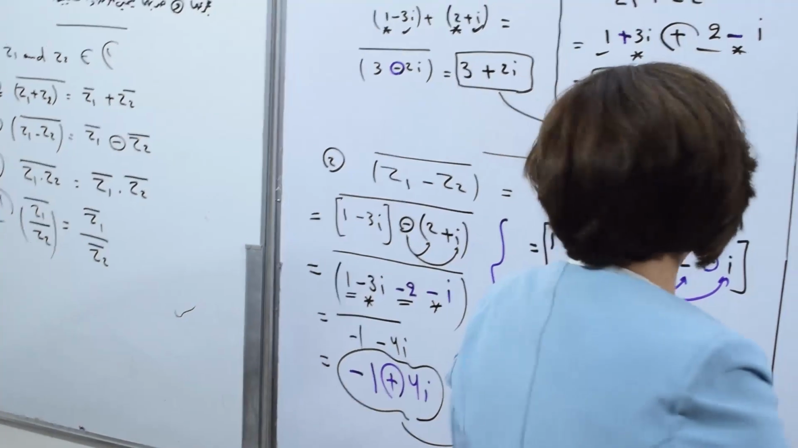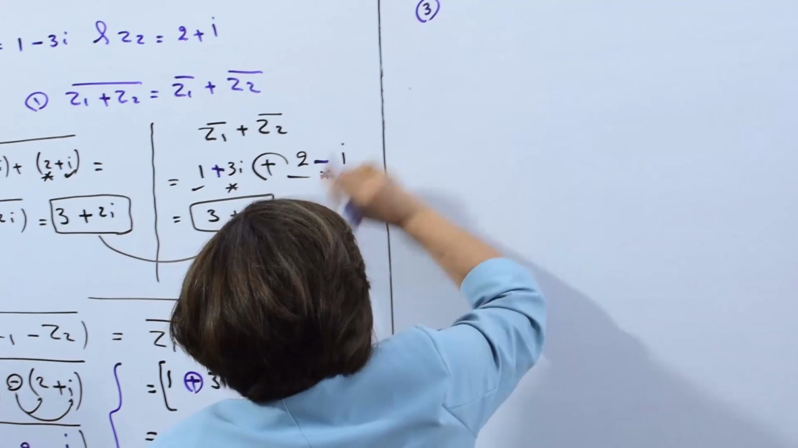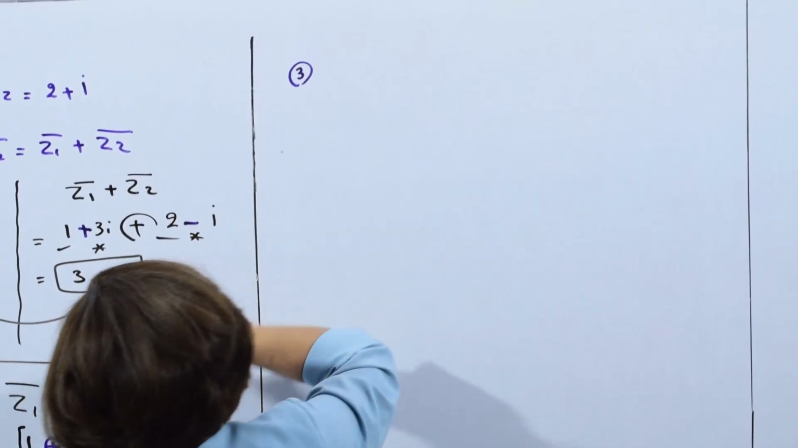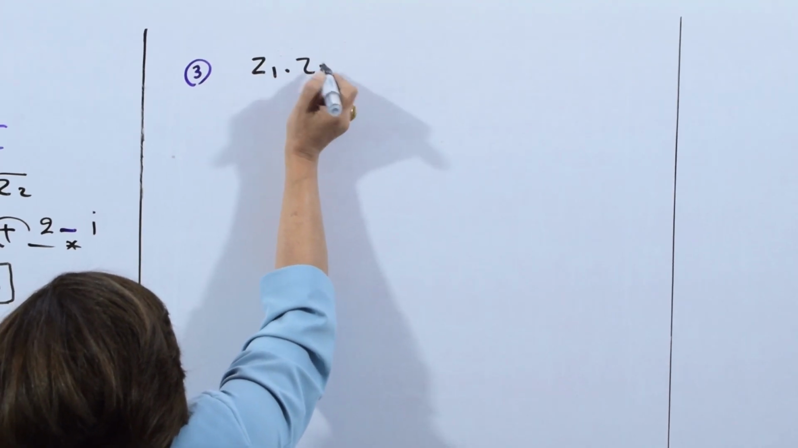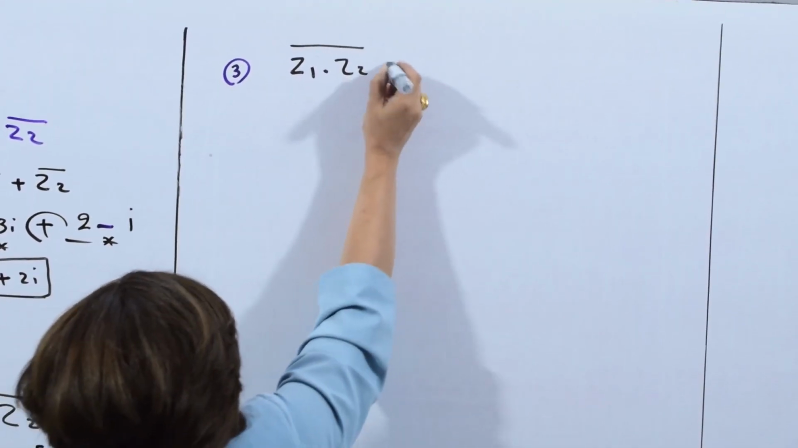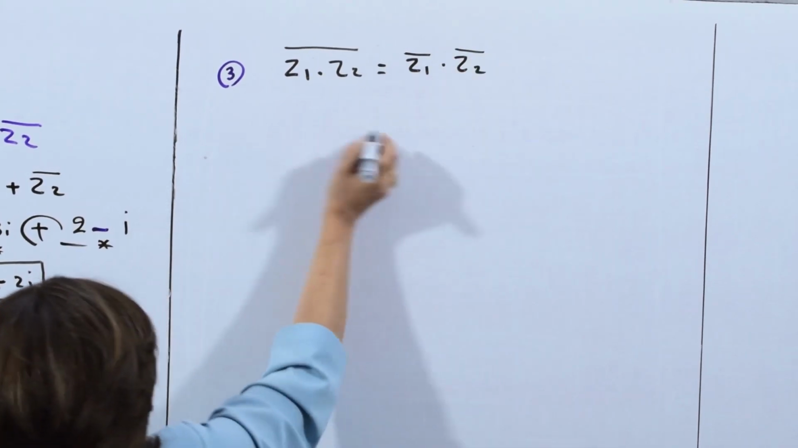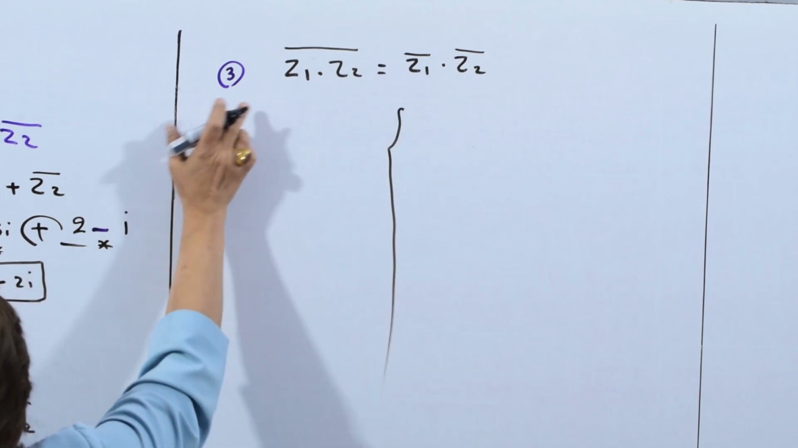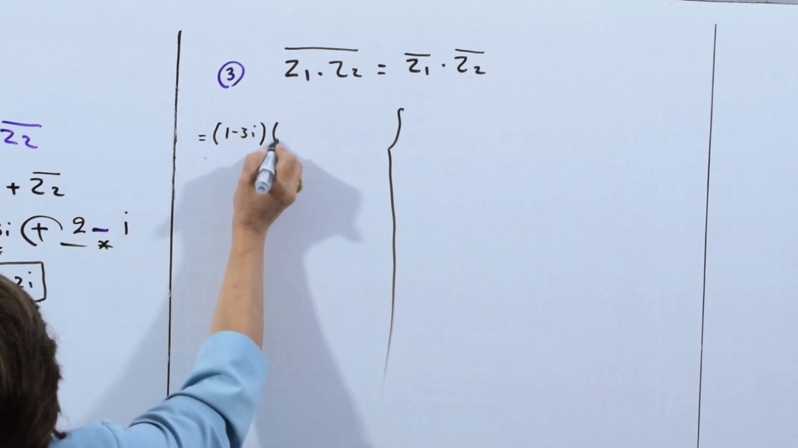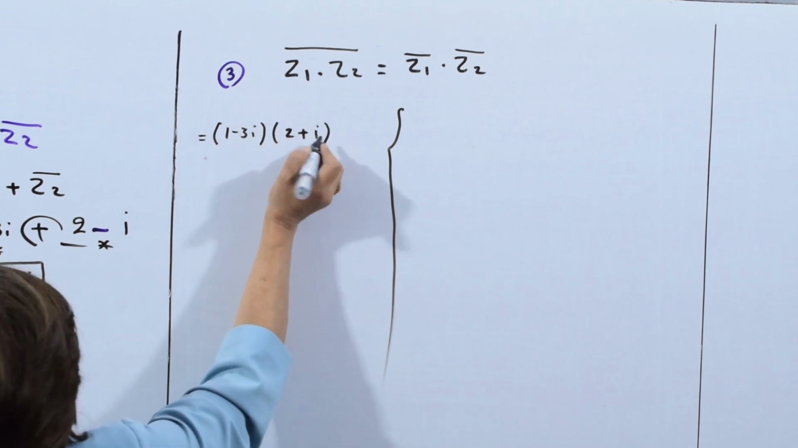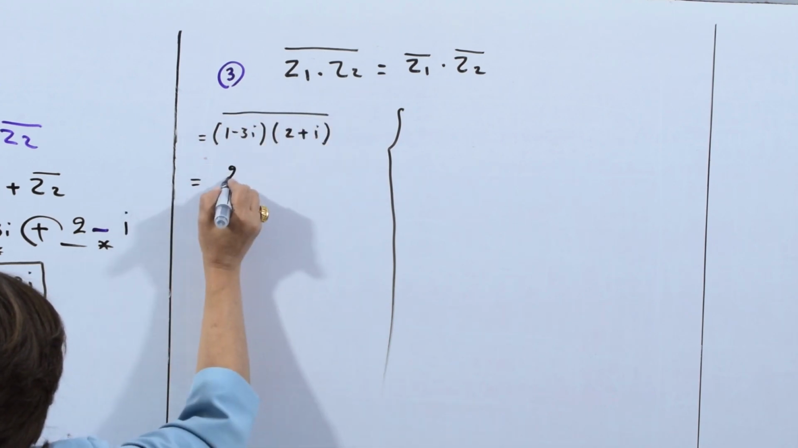Continue, نستمر. I take multiplication, راح آخذ عملية الضرب. Number 3, in multiplication, we must prove the conjugate of Z1 times Z2 gives the conjugate of the first number times the conjugate of the second one. Substitute Z1: 1 minus 3i times 2 plus i, all under conjugate. 1 times 2 gives 2.